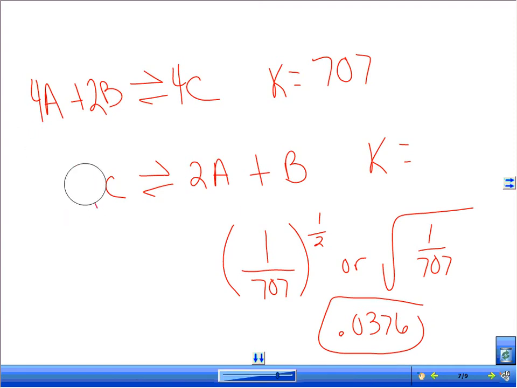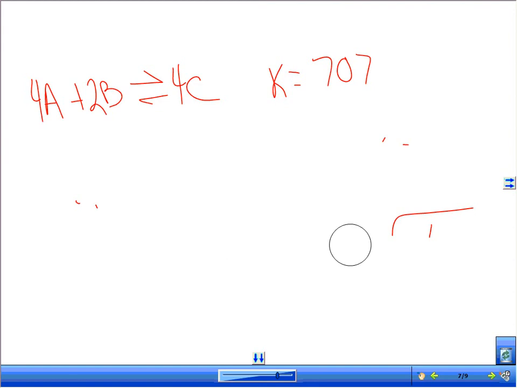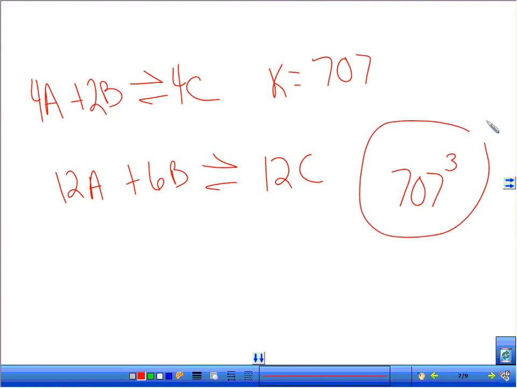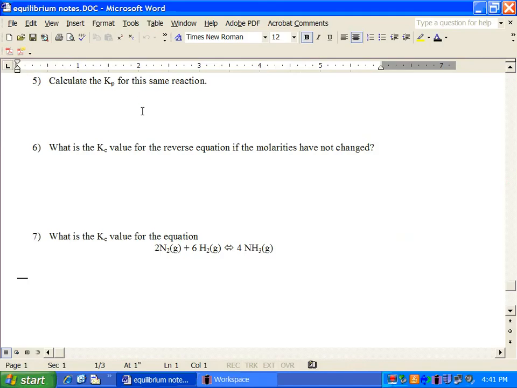So there's that one. So then I also did, what if you had 12A plus 6B makes 12C. How is this one related to this one? Well, I've increased it by 3, so you would take 707 and you would raise it to the 3rd power. So 707 raised to the 3rd power. It was a really big number that I'm not going to write down. So you can kind of see. So you just change it to whatever coefficient that you would have.